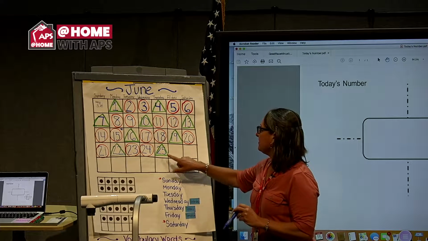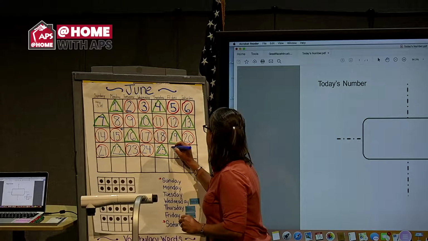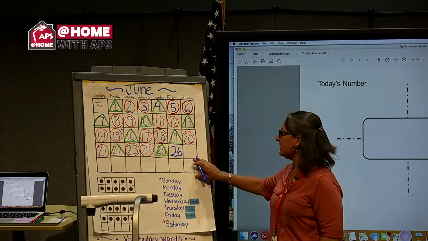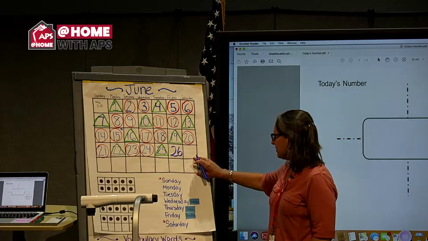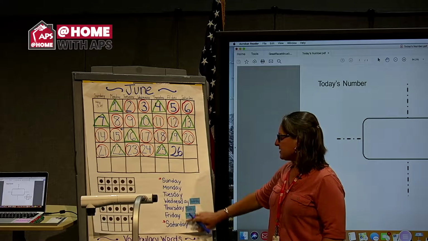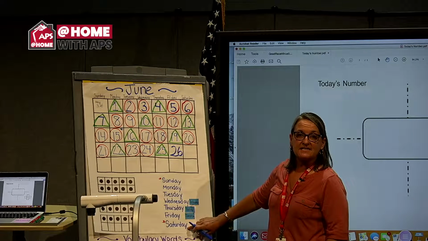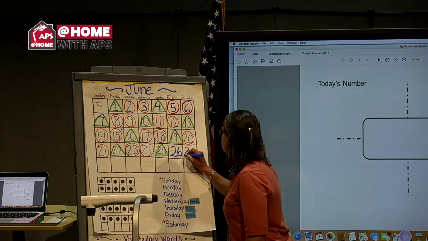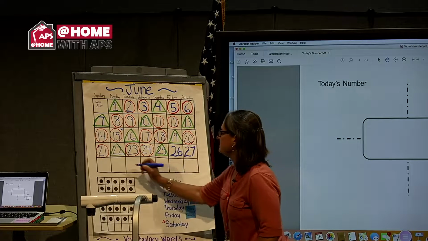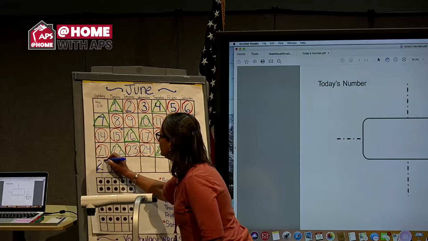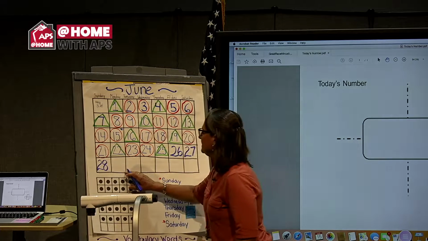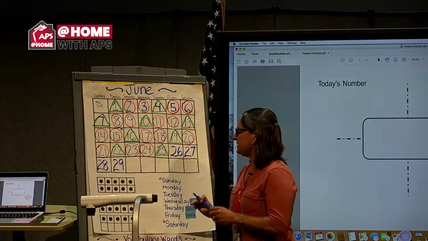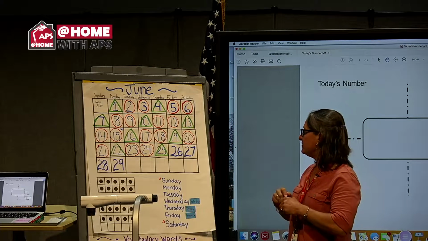So 25, then we had 26 was Friday. Then we had the weekend, didn't we? Saturday and Sunday. And Mrs. Obenchain starred those days last week because they're kind of special days, aren't they? So 26, 27, 28, 29. Today is the 29th of June.